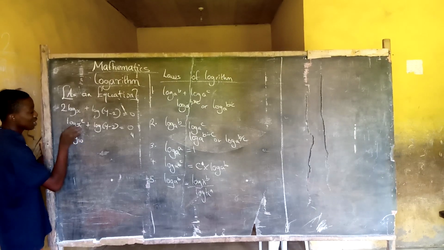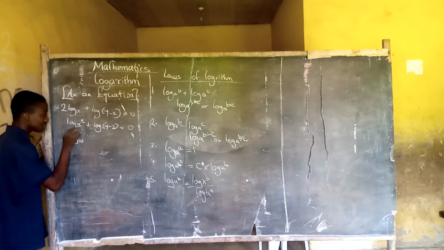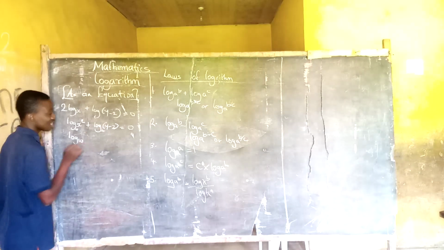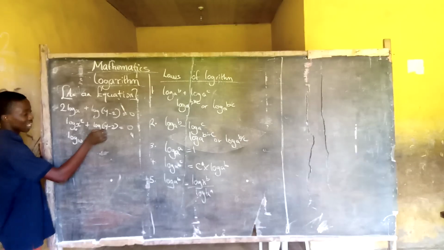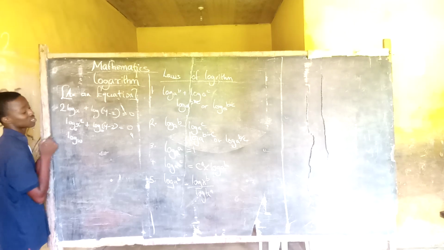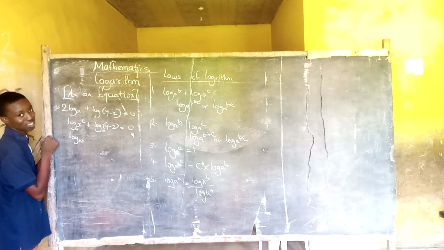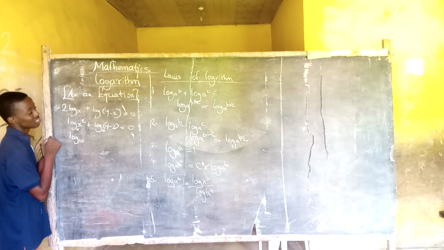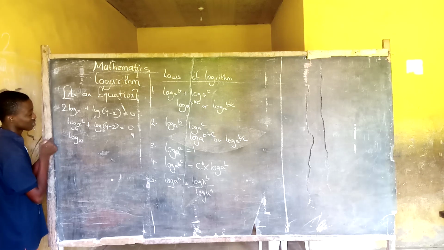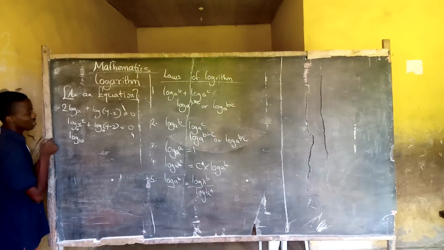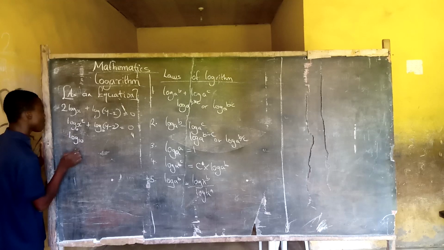Okay, it is log to base 10, and this one is log to base 10. I can still, then I can take the powers. Alright? I can take the powers. Okay, let's proceed. I can take the powers.